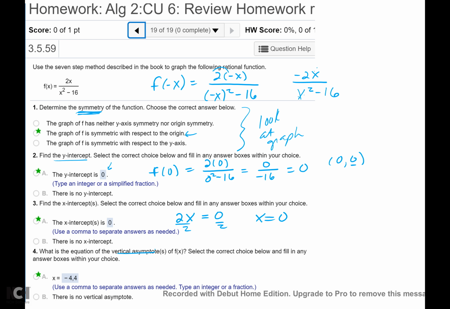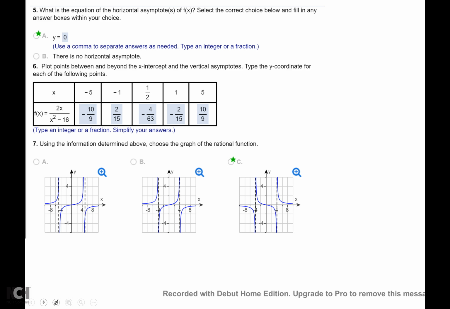To get my vertical asymptotes, we set the denominator equal to 0 and solve. Add 16, square root, x equals plus or minus 4. So you're going to get vertical asymptotes at plus or minus 4. And then I'm going to continue on the next page.